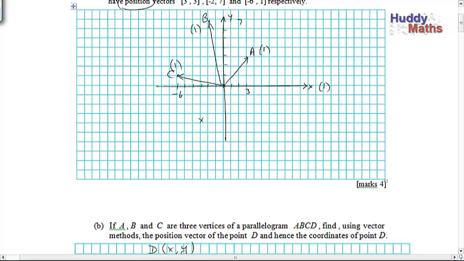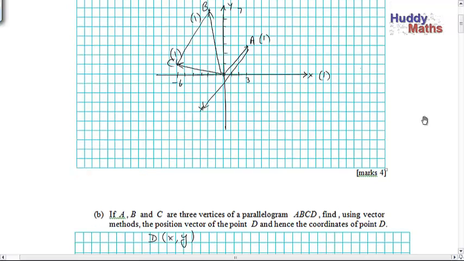And what would we say? Well, AD, going from there to there, would have to be equal to BC. So let's do that. AD, so what was A? A was the point 3, 3, because it was a position vector. And then B was the point neg 2, 7, and C was the point neg 6, 1.